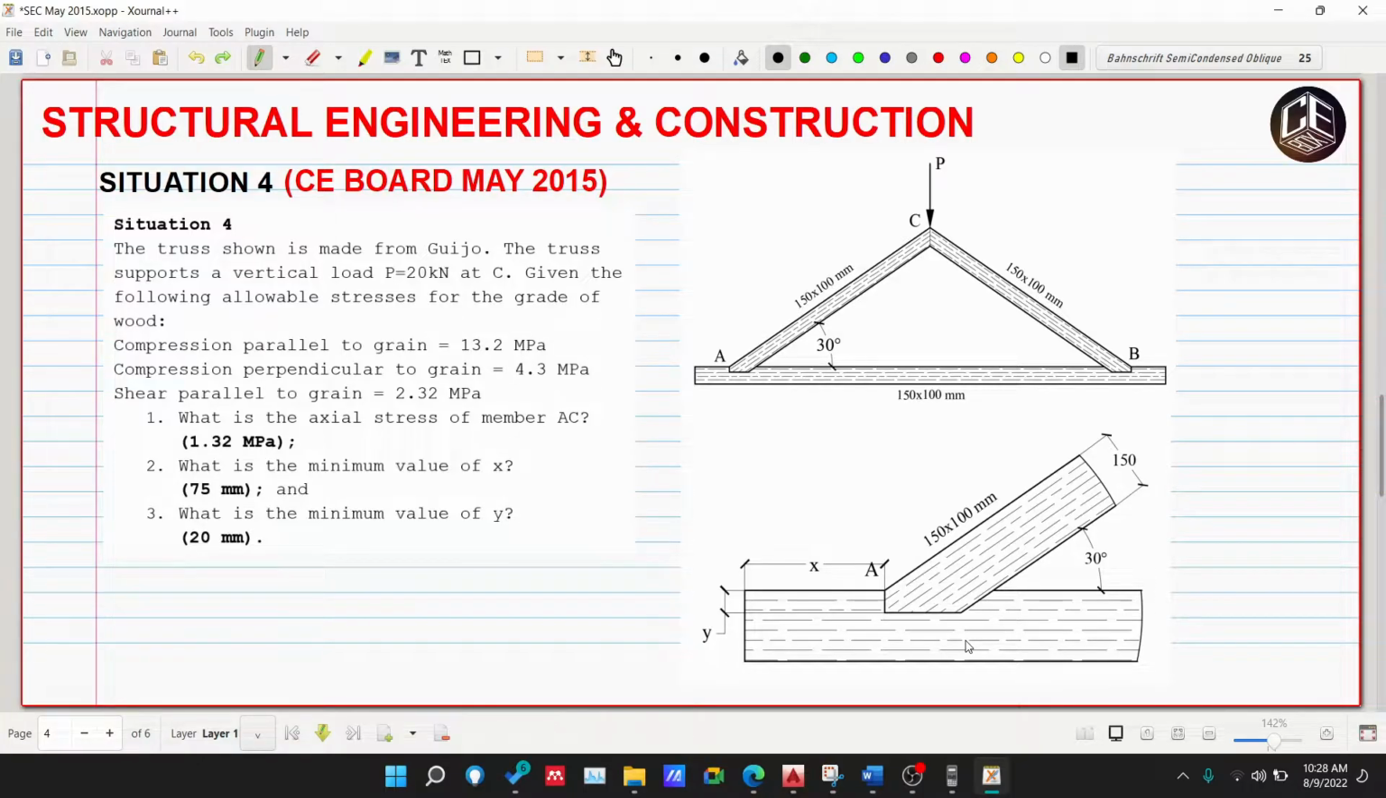So ngayon naman, nasa situation 4 na tayo ng structural engineering and construction. Okay, kinuha rin namin ulit ito sa nakaraang CE board noong May 2015.